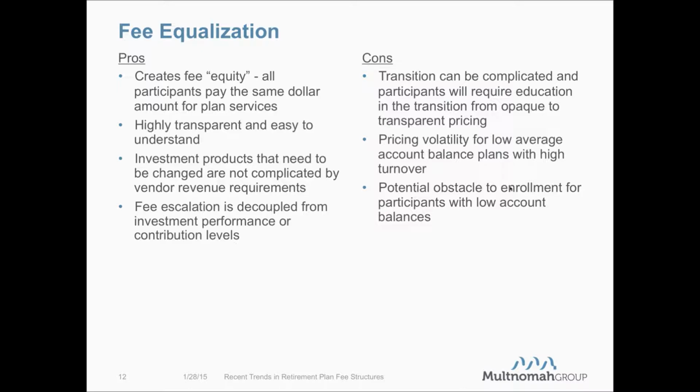And importantly, fee escalation becomes decoupled from investment performance. The downside of that clearly is if markets go down, your expenses will not go down. Your participant count, if it stays the same, and likely increases because people retire, you hire new folks, and the folks who retire don't necessarily leave the plan, but your fee escalation is decoupled from investment performance. Again, the cons always come to transition.